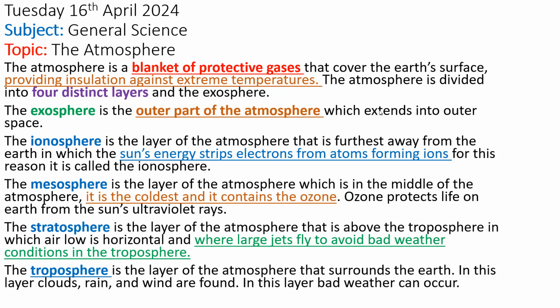Okay, so how many layers of the atmosphere do we have based on these notes? Four. Four, very good. And then the fifth one, that's outside of the atmosphere, would be what? That would be the exosphere. Exosphere. Very good, exosphere.